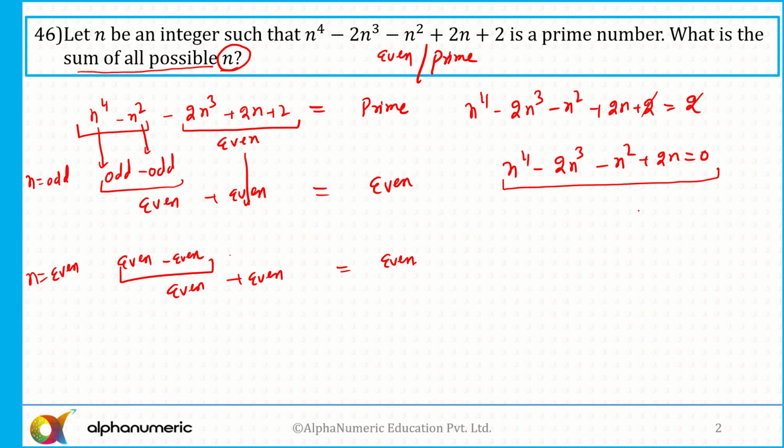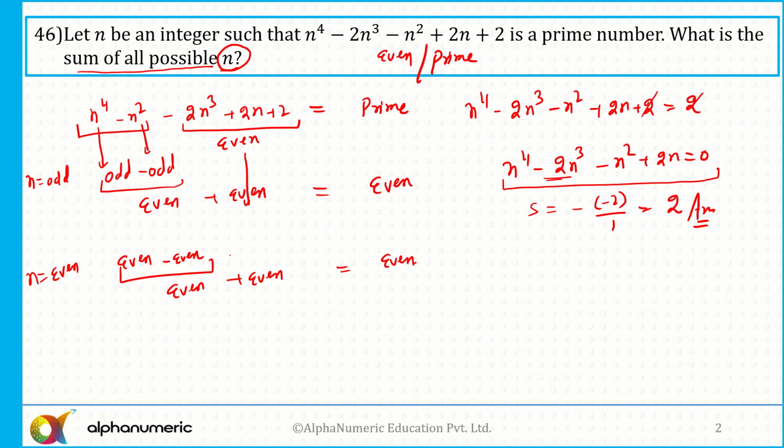So what is the sum of roots? The sum of all the roots is always equal to minus b by a. So minus b is equal to minus 2 and a is equal to 1. So I'll get 2. So the sum of all the possible values of n equals 2.